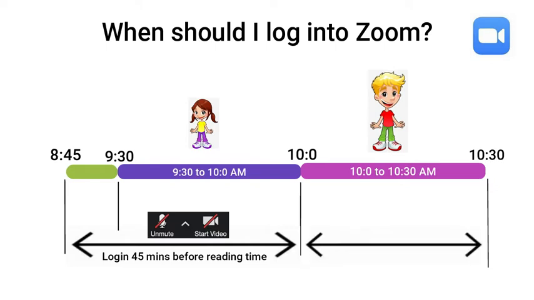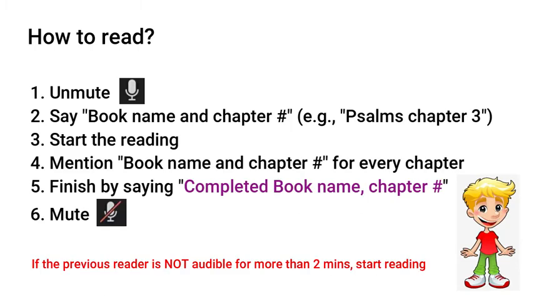But during my reading time, my audio should be unmuted. How to read? Unmute, say book name and chapter number. Example, Psalms chapter 3. Start the reading. Mention book name and chapter number for every chapter. Psalms chapter 4, Psalms chapter 5. Finish the reading by saying completed, book name, chapter number. Completed Psalms chapter 20. Mute.